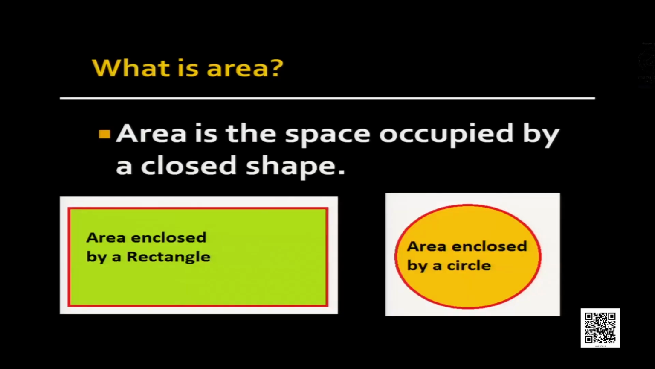Now let us come to area. What do you understand by area? Area means the space occupied by any closed shape. Look at the pictures I have taken. I have taken a rectangle and a circle. The green portion is the space inside the rectangle, and in the next picture the yellow portion is the space occupied by that circle. So the green part represents the area of that rectangle. So area is basically the space occupied by any closed shape.